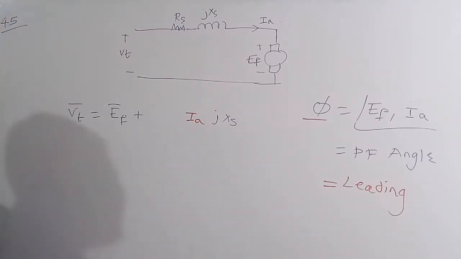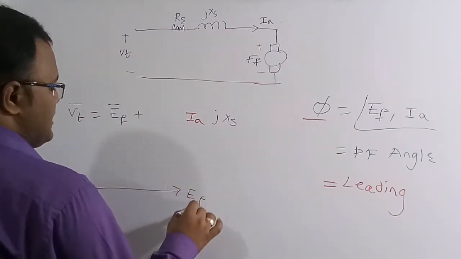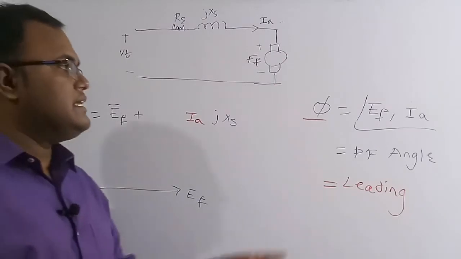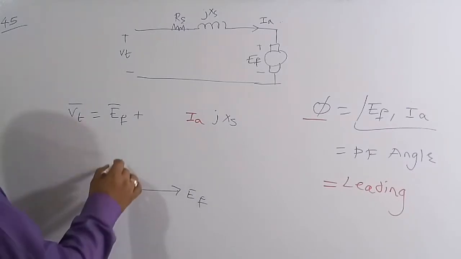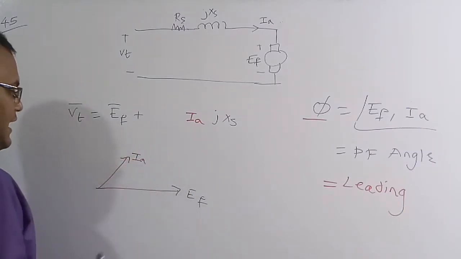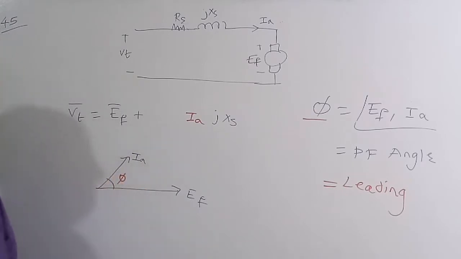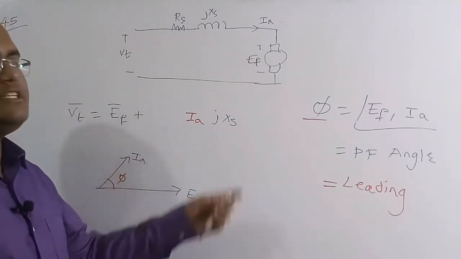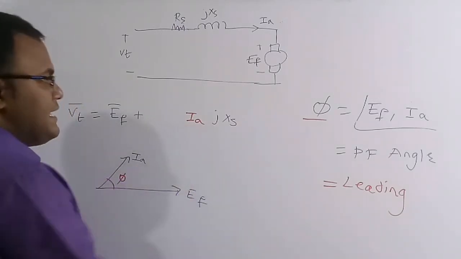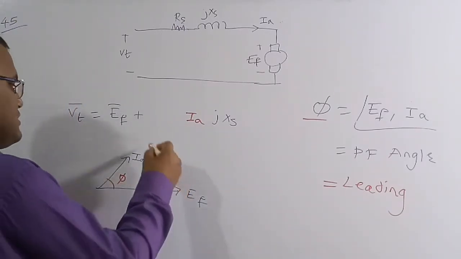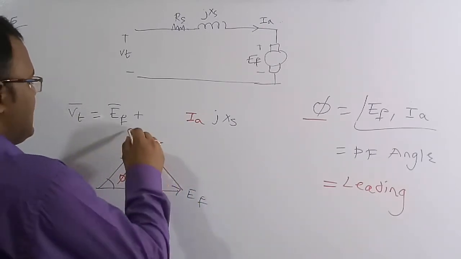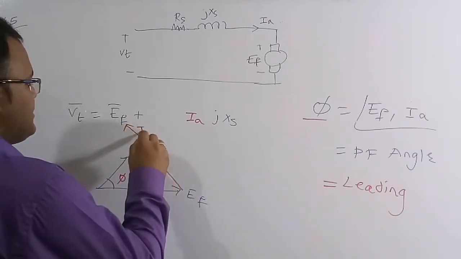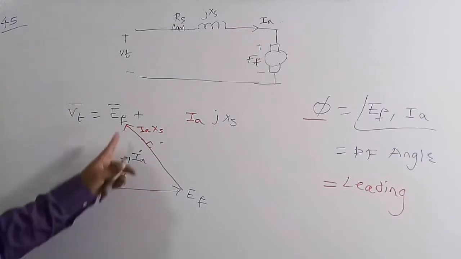Now I am going to draw the vector diagram. Let me assume EF is the base. In the question they have given phi as the leading power factor, which means the current is going to lead EF. So this is IA, and this is the angle phi because the current leads. Now I need to draw IA into jXS. jXS is a 90 degree phase shift with respect to IA, so the angle between these two is 90 degrees. This vector is IA into XS, and this is its length.